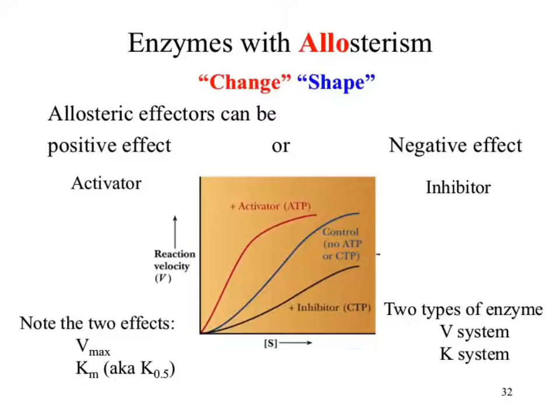Well, there's two things that describe our enzyme function, Vmax and Km. So depending on what our effector is doing, if it's affecting Vmax, we can refer to it as a V system because it's affecting your rate. Or we can refer to it as a K system because it's affecting, not quite concentration, our binding constant. That's our Km. So that's the two systems that we're looking at.